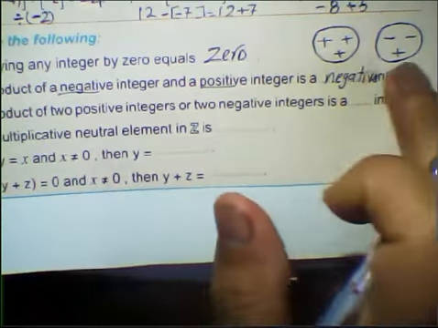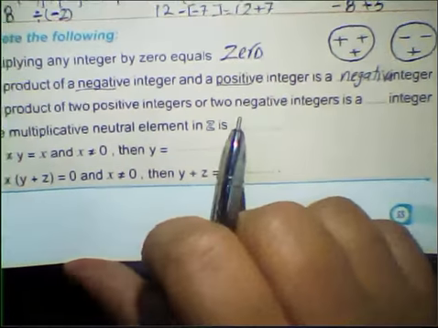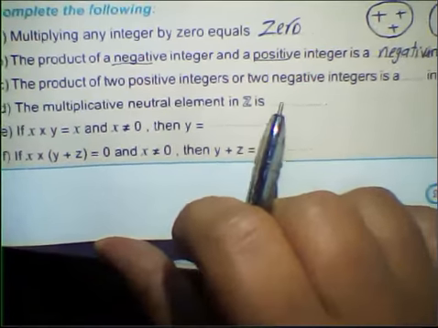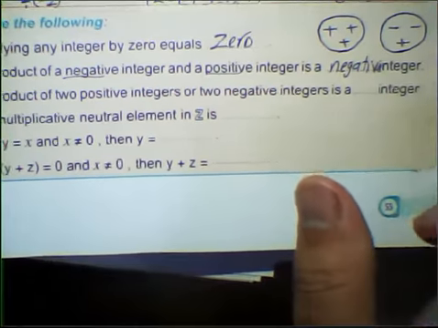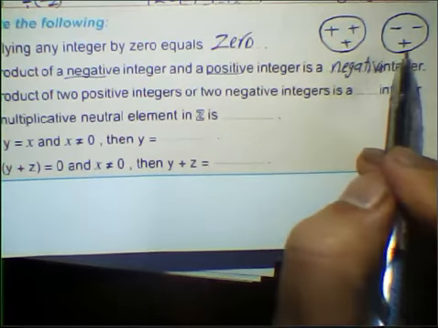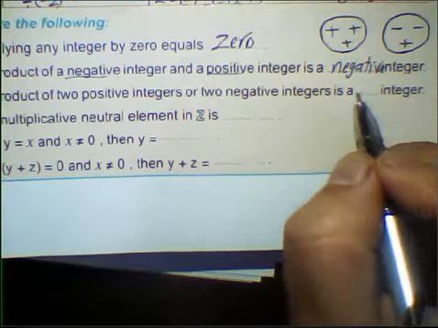Okay, look at this when you want to find the result of an example in integers. The product of two positive integers or two negative integers is positive. Negative times negative equals positive. Positive times positive equals positive. So positive.